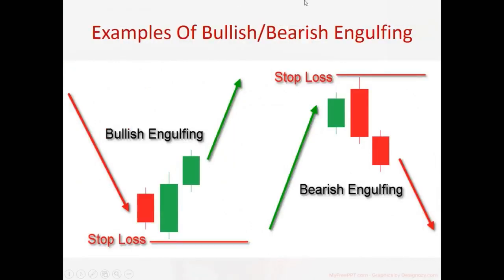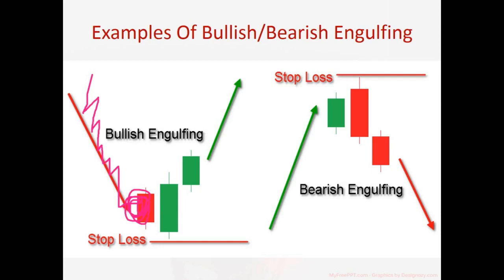This is an example of a bullish and bearish engulfing pattern. As you can see, this arrow is illustrating that the market was in a downtrend, making lower highs and lower lows. At this point in time, it is a red candlestick pattern. The market signaled to the traders that the bears are losing momentum.